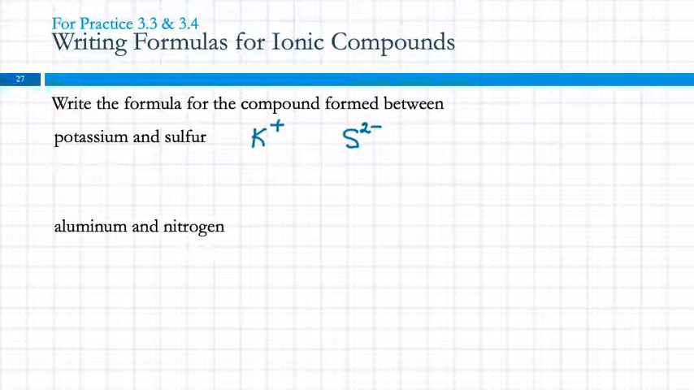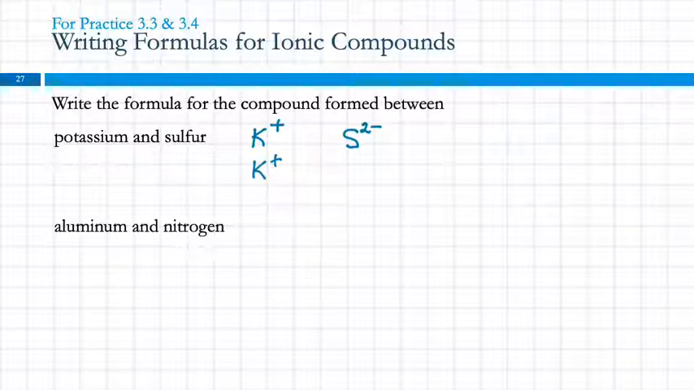We need to figure out how we can put these together and have a neutral compound. Can I just put one of each? No, because then overall I'm going to have a -1 charge, right? I don't have enough positives. I can't change the charges. All I can do is add more of the ions. So if I had another potassium ion and put this group of 3 things together, would the charges add up to 0? Yes, they would.